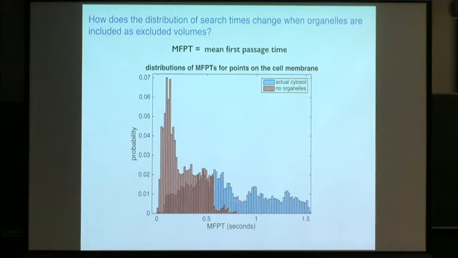So you see you have a much sharper, more narrow distribution, and it flattens out and widens quite a bit. So in general, the times get much slower. And so basically, the presence of organelles acts as an obstacle, a barrier that slows you down.